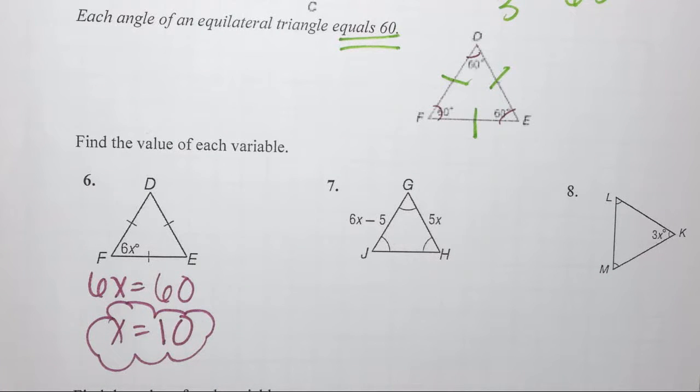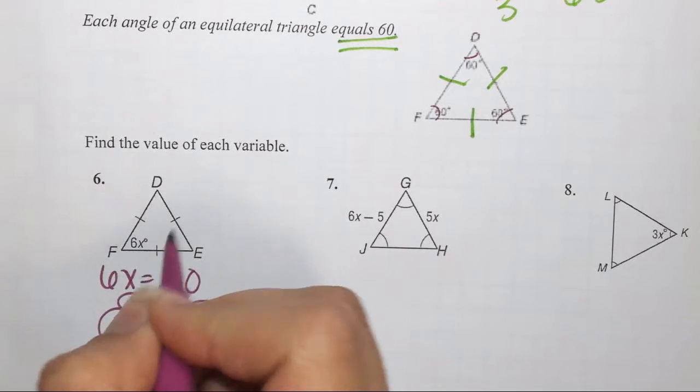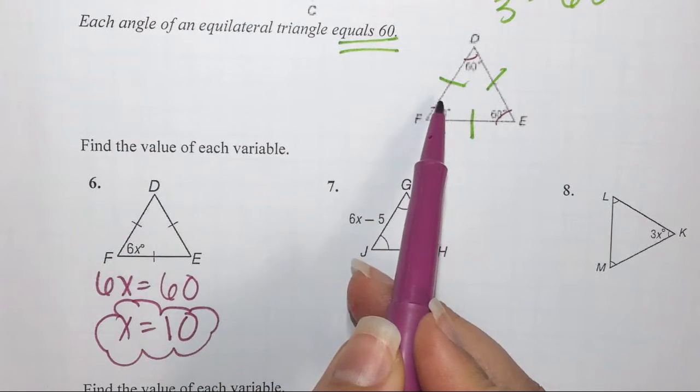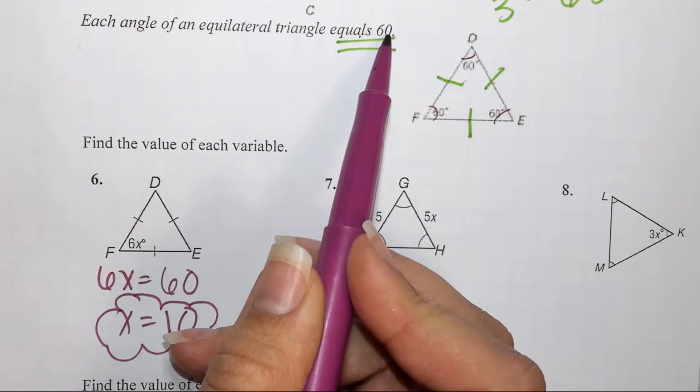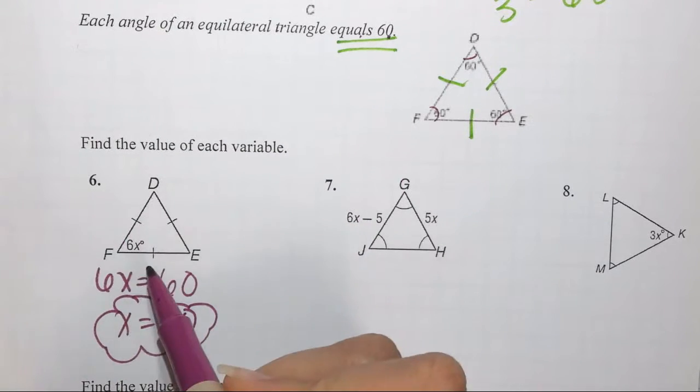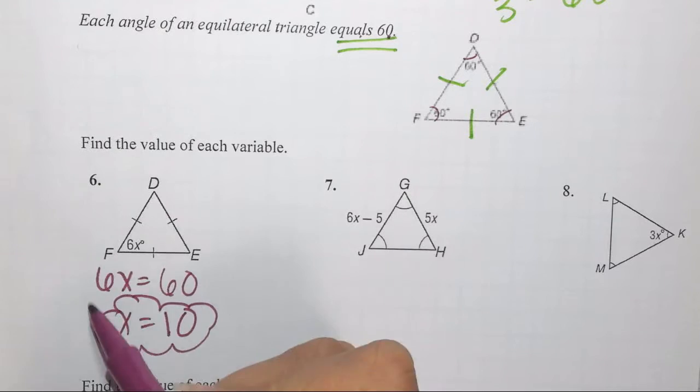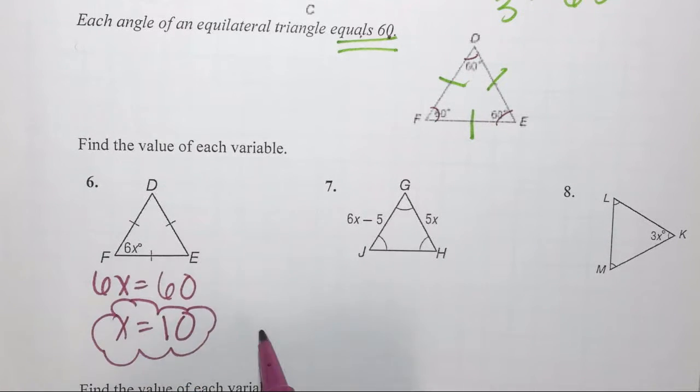Does everybody see how I got 10? Where do you not see? I don't see it. What is 60 divided by 6? No, but like, how'd you make it? 60. Because if all the sides are congruent, then the angles equal what? If it's an equilateral triangle, the angles equal 60. So this is an equilateral. The angle equals 60. We said 6x equals 60. X equals 10.